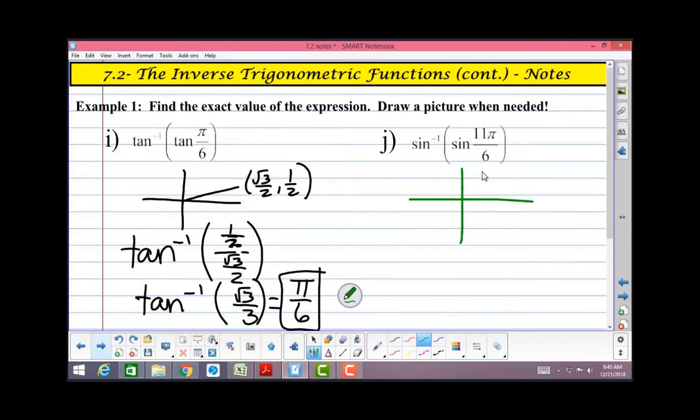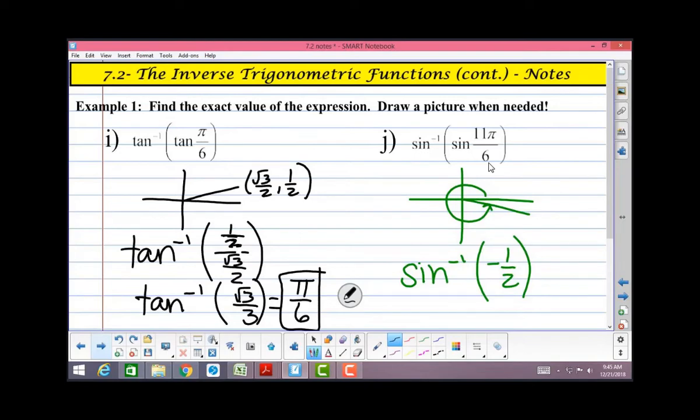So you need to draw a picture, 11 pi over 6, and we know the sine of 11 pi over 6 is negative 1/2. So then we want to figure out where is the sine negative 1/2. Now this can be a little tricky because I know if we're trying to ask where's a sine negative, it needs to be in the fourth quadrant. Well, this already is in the fourth quadrant, so the answer is just 11 pi over 6, right?